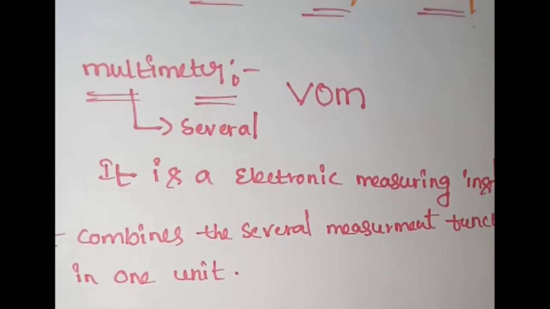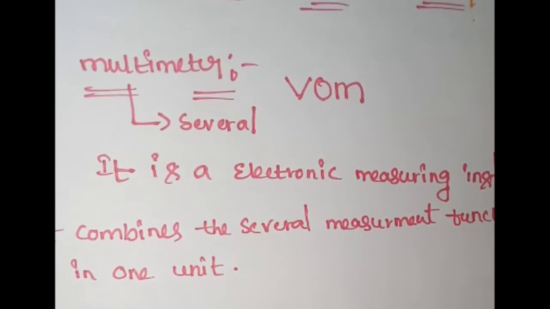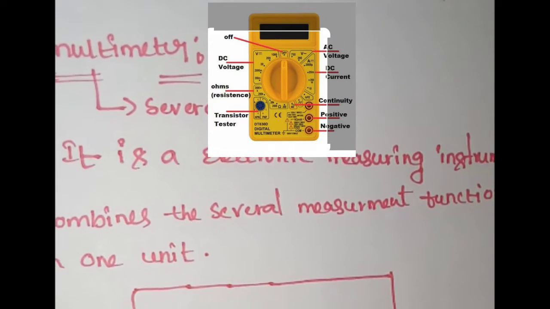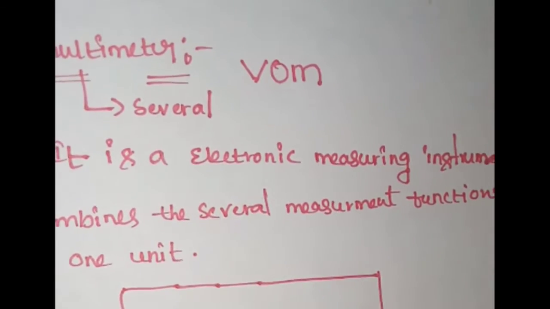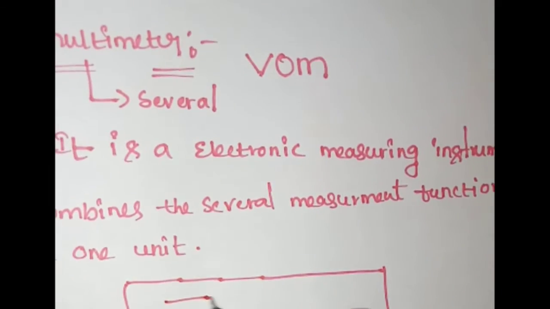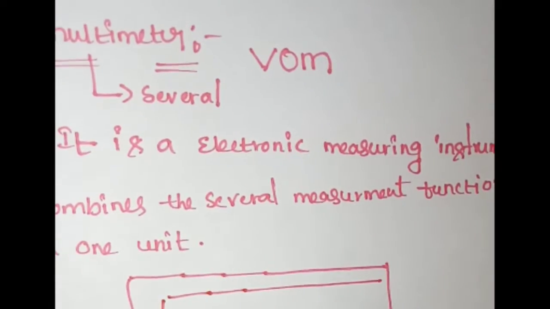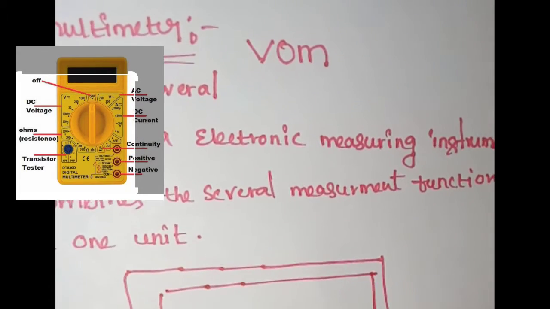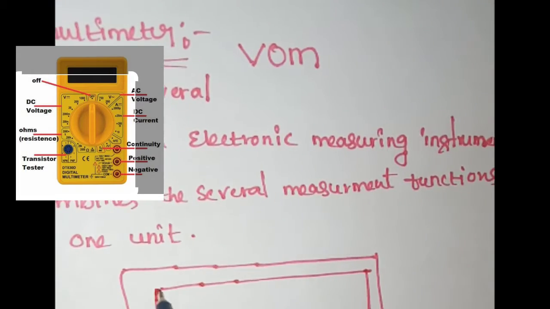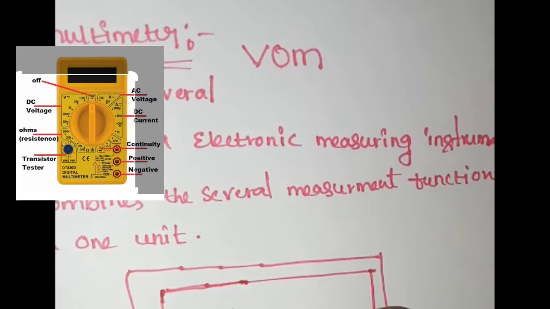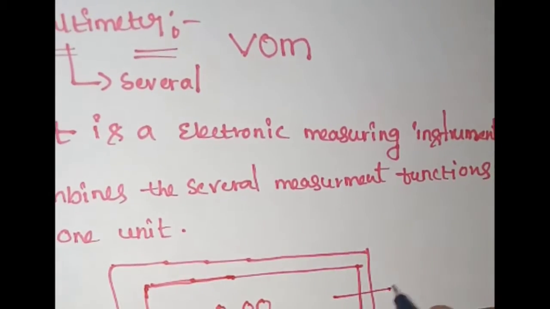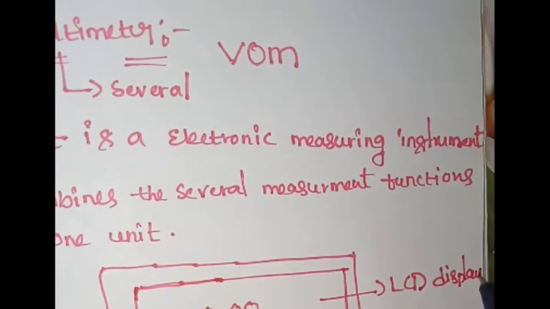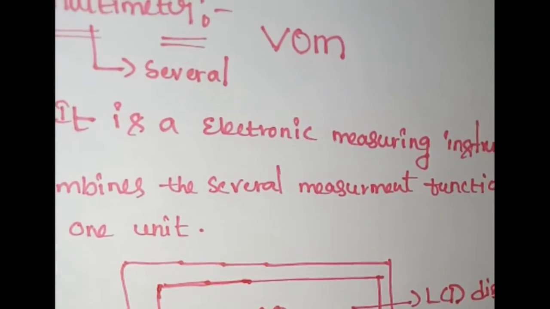I can explain each and every function of a multimeter and its uses. In a multimeter, the resulting values are displayed on a screen. You can see the values. It uses only a screen. This screen is an LCD display, that means liquid crystal display. You can see the multimeter on the right side.